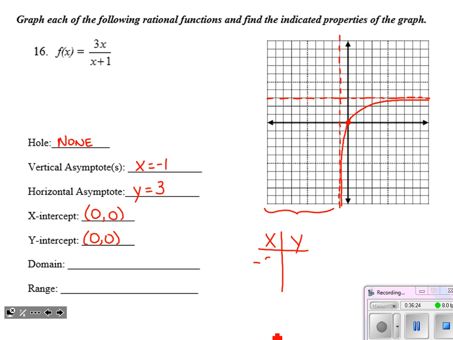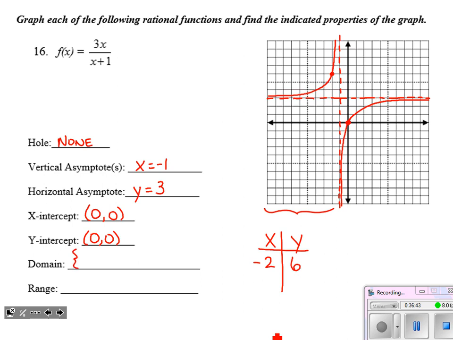So I'm going to choose -2. Now, if I plug in a -2, I get -6/-1. That's +6 for an output. So the point (-2, 6) is also on my graph. And again, once I move away from that point, I'll be drawn toward the asymptotes. The graph will approach them.